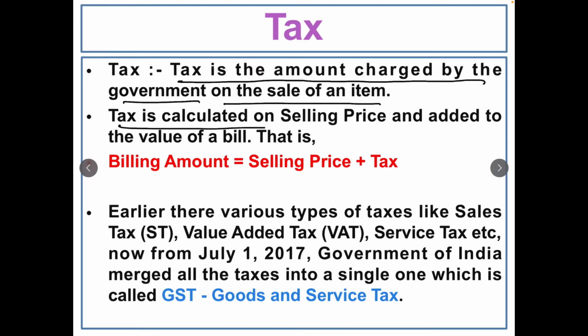So tax is calculated on the selling price. Keep this in mind again. Tax is calculated on the selling price and added to the bill. That is, the billing amount will be the sum of the selling price plus tax. This is the formula to calculate the billing amount, which is the selling price plus tax.